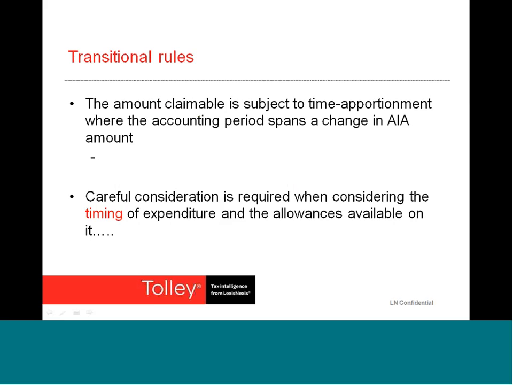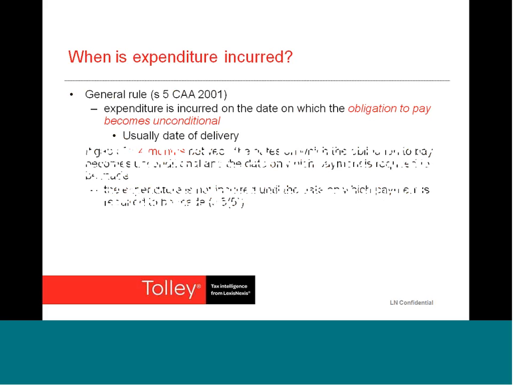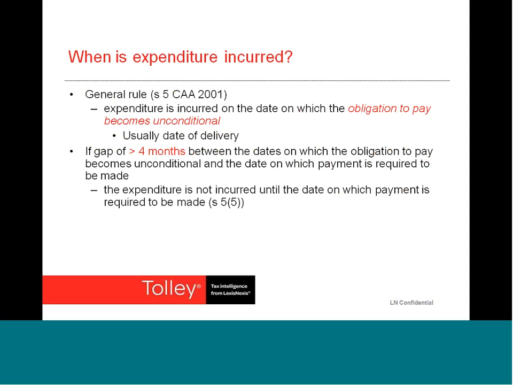Now, the normal rule for timing when it comes to additions is that the expenditure is incurred on the date on which the obligation to pay becomes unconditional, and for most intents and purposes, that's the date of delivery. However, we do have something called the 4-month rule, and so if there's more than 4 months between the date on which the obligation to pay becomes unconditional, i.e. the delivery date, and the date on which the payment is required to be made, then the expenditure is not incurred until the date on which the payment is required to be made. So if I have an item delivered but I don't have to pay for it till 6 months later, the addition is not the date of delivery, but rather the date I pay for it in 6 months' time.